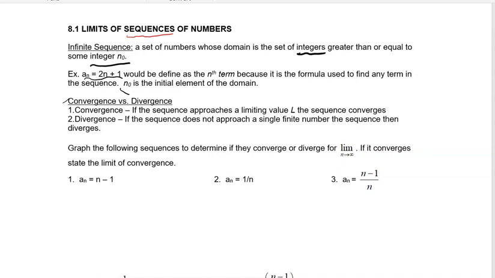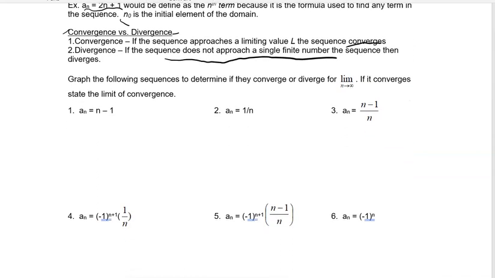We're going to revisit the ideas of convergence and divergence like we did a couple of units ago. Convergence means the sequence approaches some limiting value, and if that's the case, we would say that it converges to that limit. Divergence would mean that the sequence does not approach a single finite number, therefore we would say that the sequence diverges. We're going to start this off with simple little graphs.